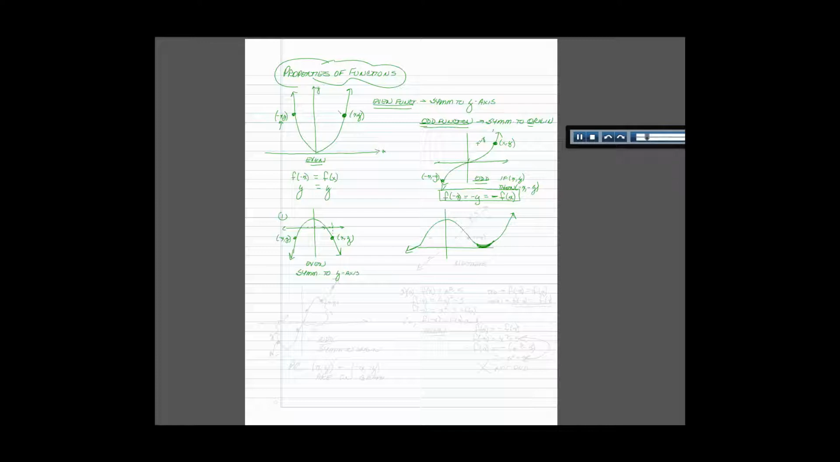That would make it even. To the origin would make it odd, or is it neither? Well, let's draw this line, the line y equals x, right there. All right, is that graph symmetric to that line? If it is, it's symmetric to the origin.